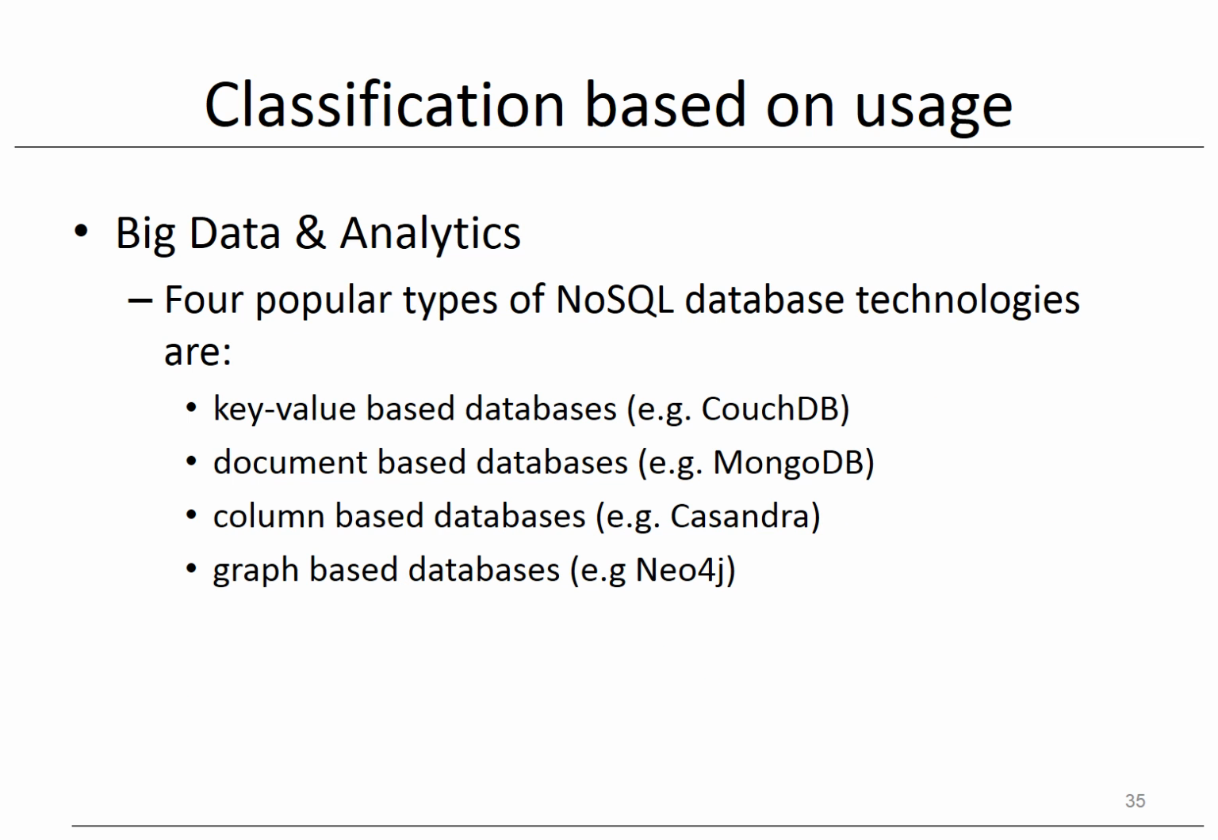Four popular types of NoSQL database technologies are key value-based databases such as CouchDB, document-based databases such as MongoDB, column-based databases such as Cassandra, and graph-based databases such as Neo4j. We will discuss these into more detail in later chapters.